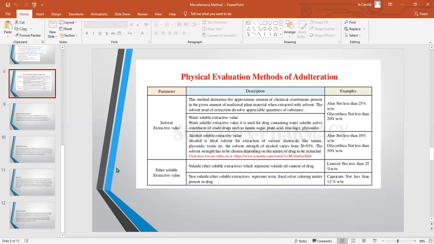Water soluble extractive value. It is used for determining water soluble active constituents of crude drugs such as tannin, plant acid, mucilage, glycosides. Alcohol soluble extractive value. Alcohol is an ideal solvent for extraction of various chemicals like tannin, glycosides, resin, etc. The solvent strength of alcohol varies from 20 to 95%. The solvent strength is chosen depending on the nature of the drug to be extracted.